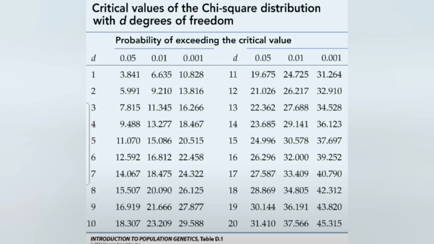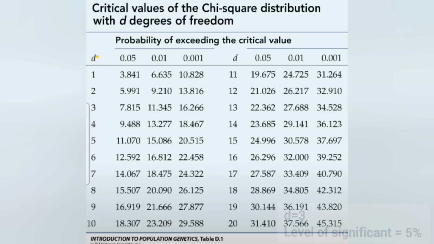On this table, we have the degree of freedom at the extreme left. You can see D here. That is the degree of freedom. Now, this degree of freedom ranges from 1 to 20. There are some chi-square critical values tables that have more than 20, but this table has 1 to 20, and it is enough to show you what I want to show you.